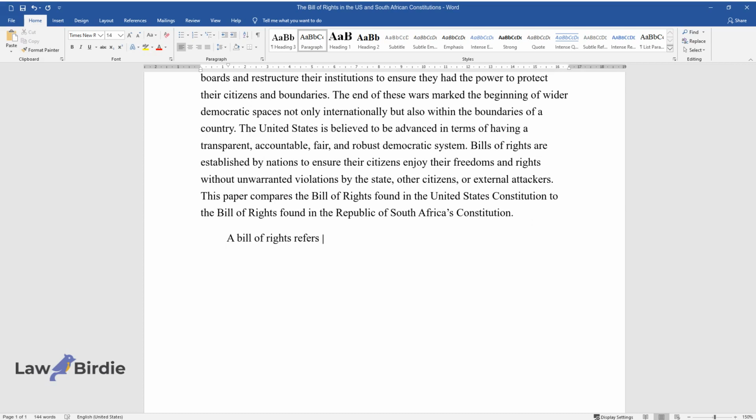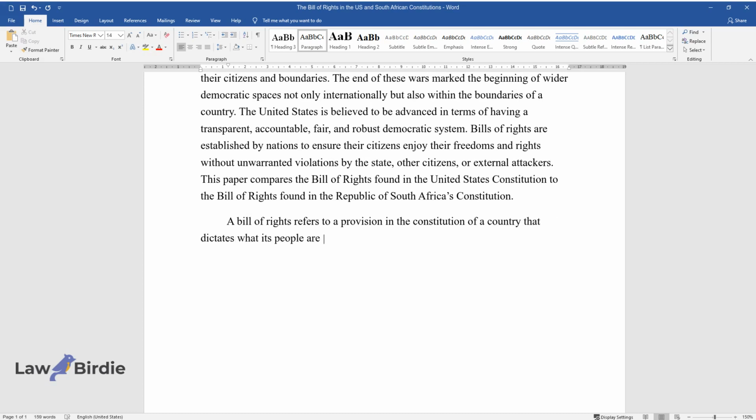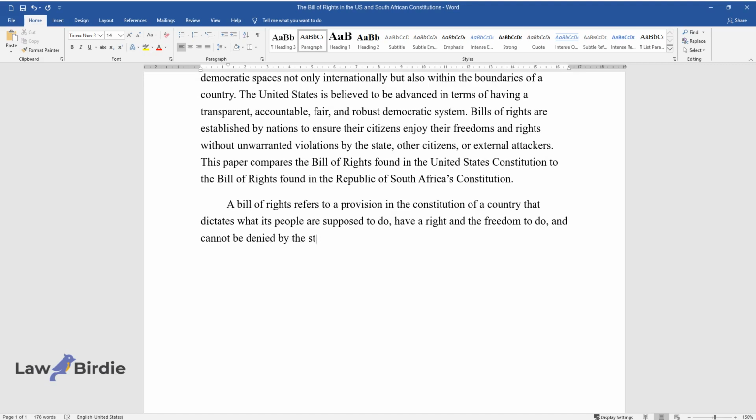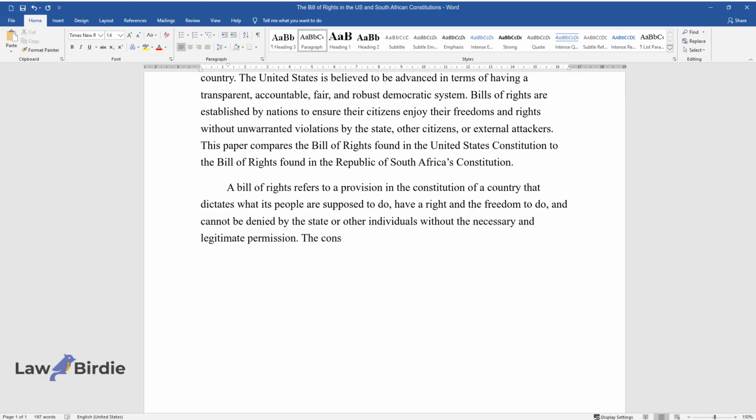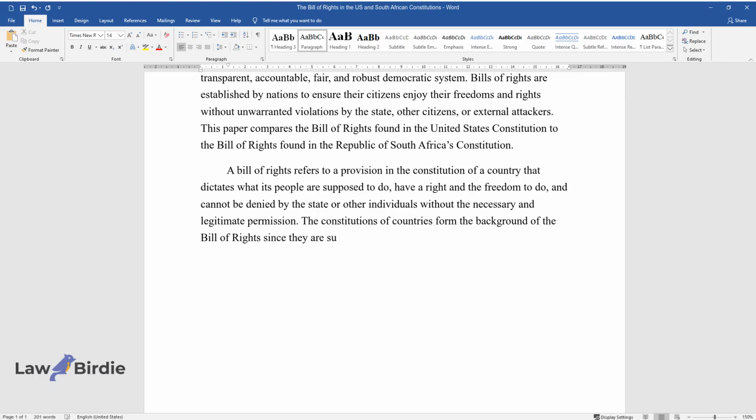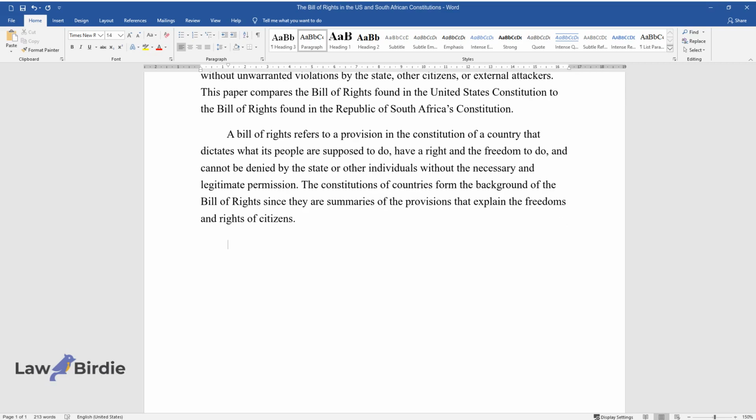A Bill of Rights refers to a provision in the Constitution of a country that dictates what its people are supposed to do, have a right and the freedom to do, and cannot be denied by the state or other individuals without the necessary and legitimate permission. The constitutions of countries form the background of the Bill of Rights since they are summaries of the provisions that explain the freedoms and rights of citizens.